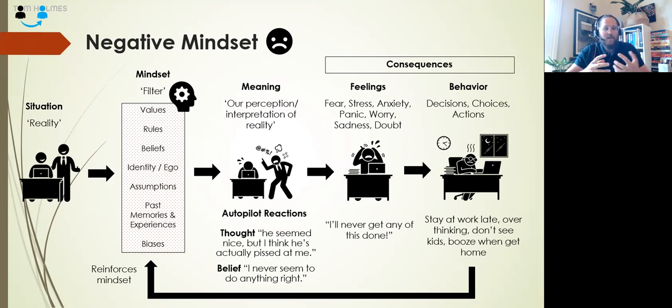So up to now, we've had this situation, this neutral reality. This employee's mindset has filtered this reality. He's made meaning of it. But then this has actually affected his feelings, right? Because he has the thought that he seemed nice, but I think he's pissed, and this belief, I never seem to do anything right, he has these feelings of fear, stress, anxiety, panic, worry. All these feelings bubble up because of his thoughts about what his boss is doing to him. And then he has other thoughts, like, I'll never get any of this done.